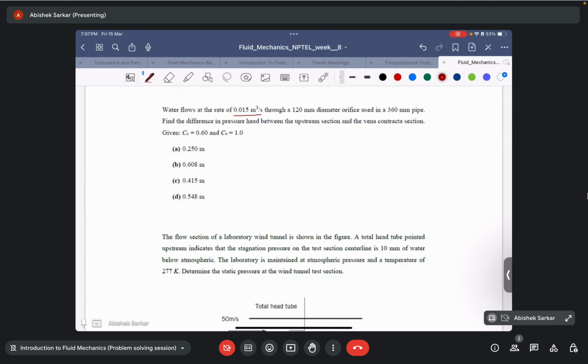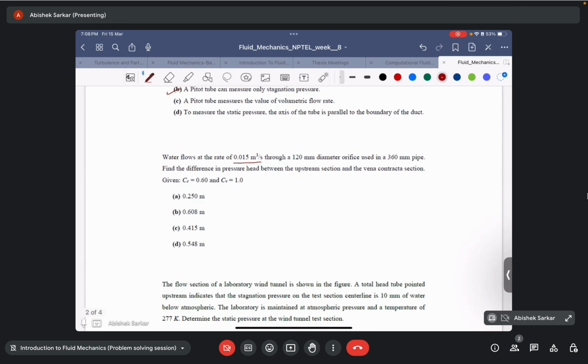So this is again a very straightforward application of Bernoulli's equation. If you are able to recall the derivation that we did while discussing the orifice meter, I think it will be very easy for you to answer this question. But nevertheless, let's look into the options. Let's look into the solution, how we'll be able to solve it. I would like to give you a few moments to look into the question, and then we can discuss the solution of the problem.